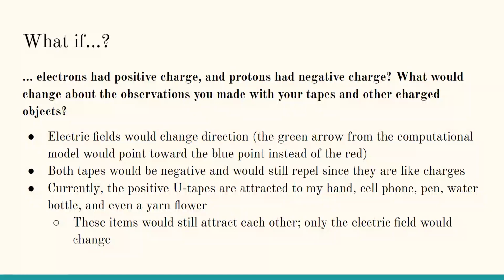But what if the electrons had a positive charge and protons had a negative charge? Well, that would mean that the electric fields would change direction, but everything else would be the same. The tapes would still both be negative and repel each other because they're like charges. And same thing with everything else that they currently attract, like my hand, cell phone, pen, water bottle, etc.